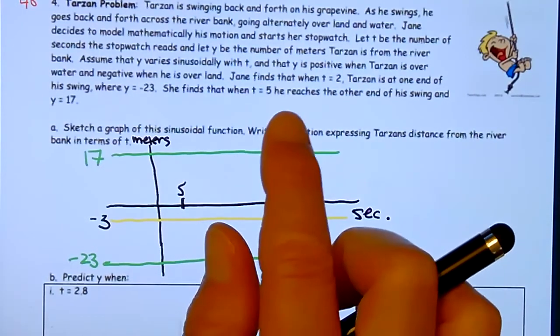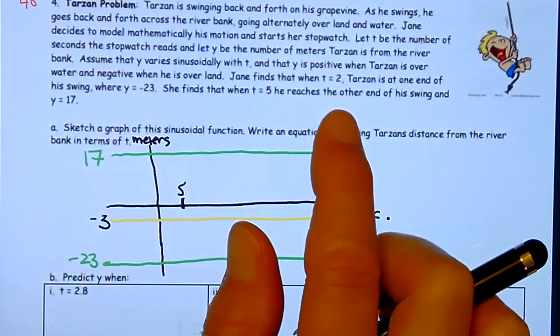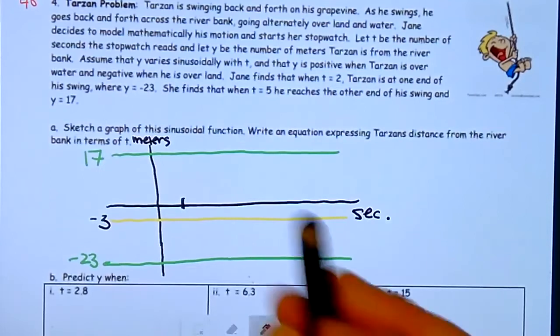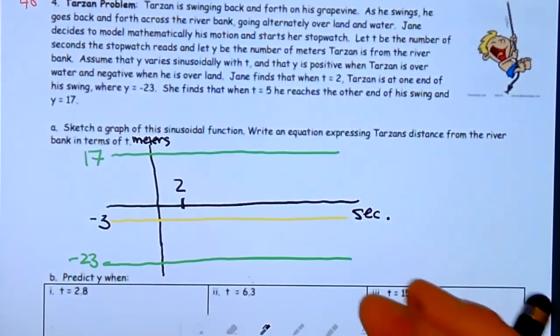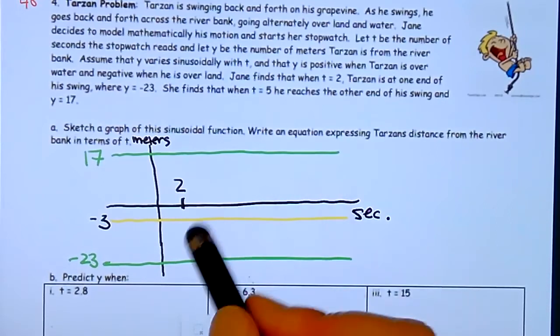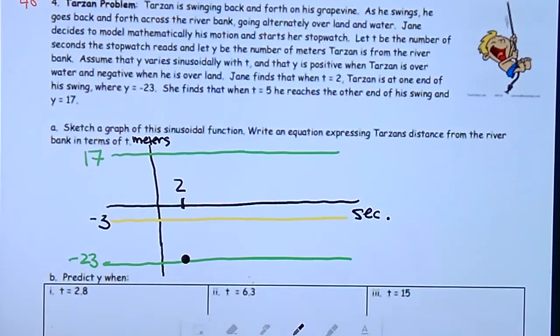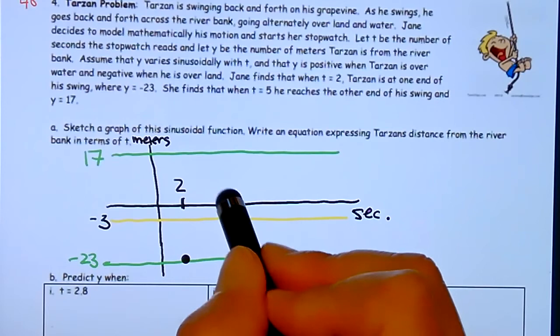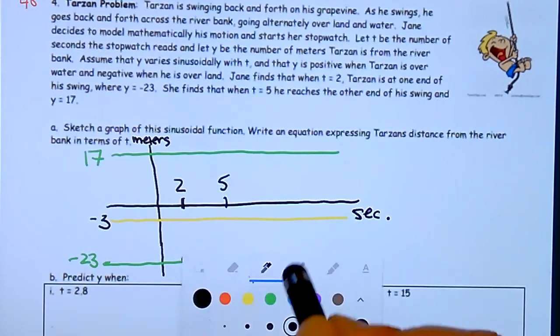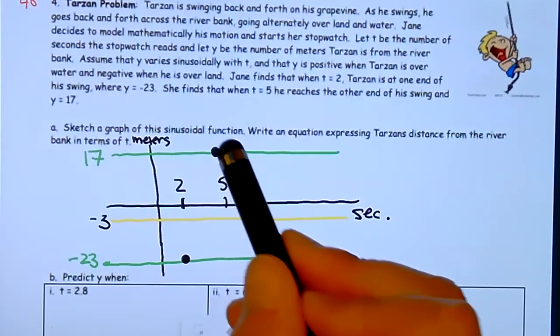Now, hold on a second. When T is 2, he's at negative 23. Let me start again. So when T is 2, he is at negative 23. Okay, negative 23. And when T is 5, he's going to be at 17. Okay, so let me put 5 here. And he's going to be at 17.